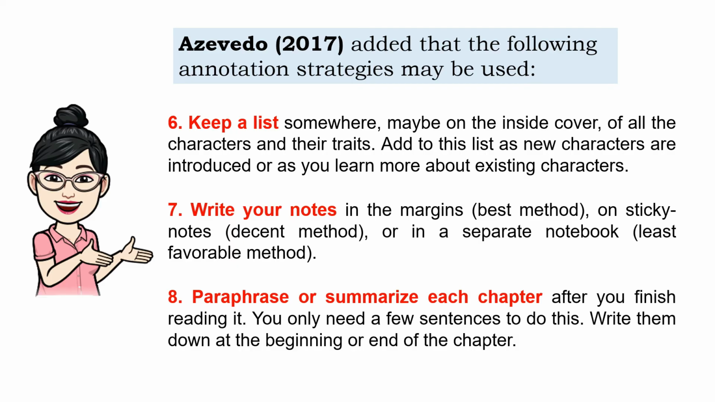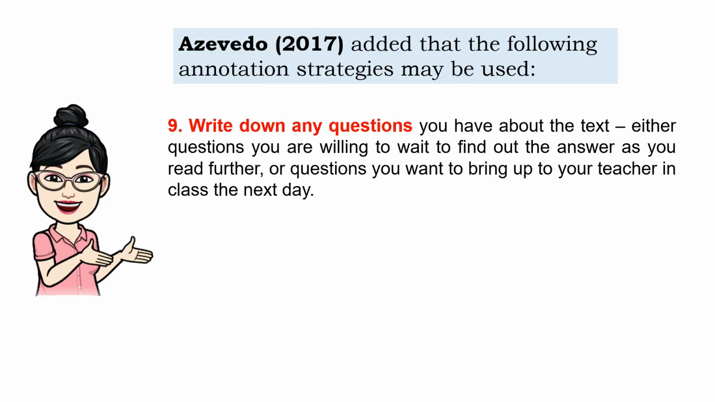Eight, paraphrase or summarize each chapter after you finish reading it. You only need a few sentences to do this. Write them down at the beginning or end of the chapter. Nine, write down any questions you have about the text, either questions you are willing to wait to find out the answer as you read further, or questions you want to bring up to your teacher in class the next day.